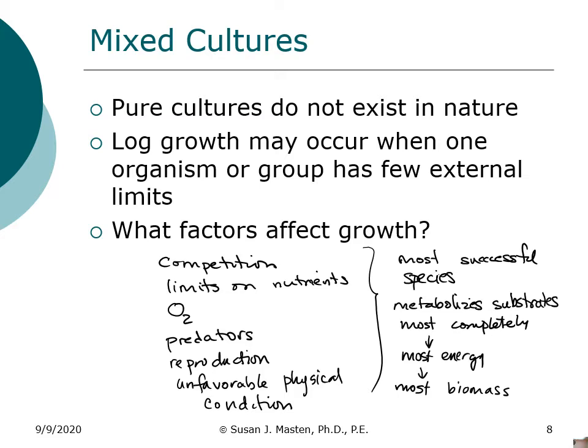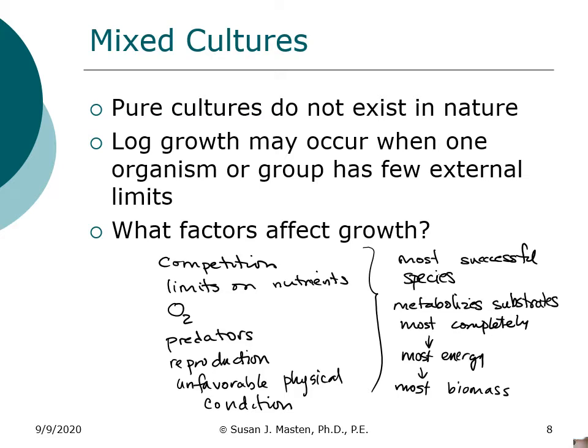So we can think, okay, when this mixed system, what affects growth? Well, here we have competition because we have different organisms. We have potential limit on nutrients, potential limit on oxygen. Because we have a mixed culture, we have a potential for predators. So for instance, in an activated sludge system, you would have, for instance, paramecium. The paramecium can eat the bacteria. So you've got a predator-prey relationship even in that type of a system.